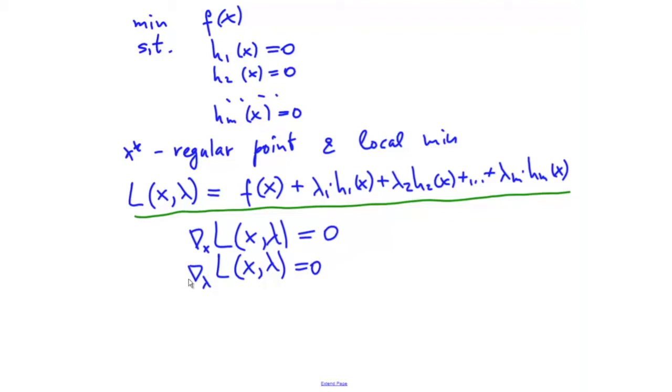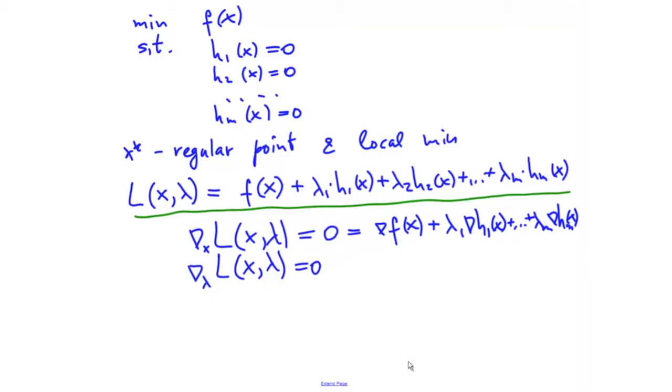Now let's see what this means for the part of the vector that corresponds to the partial derivatives with respect to xi's. When we take the derivatives with respect to x, we'll have the gradient of f of x, right? Then plus lambda 1 times the gradient of h1 of x, and so on, plus lambda m times the gradient of hm of x. All right, and this must be equal to 0.